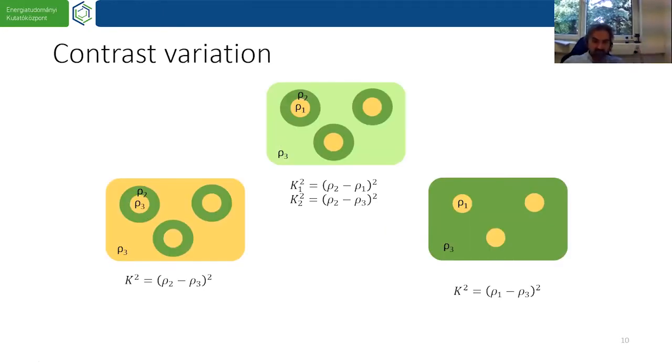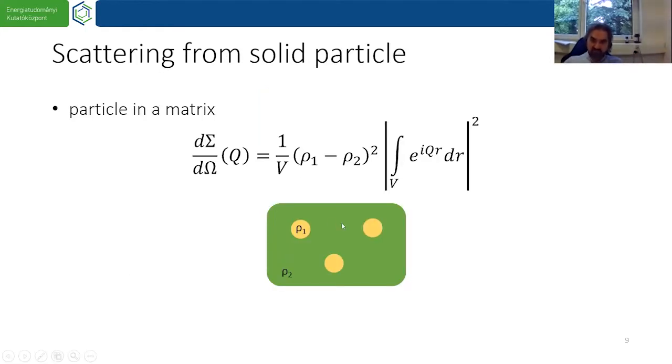So, contrast variation. Contrast variation is important if we do not have the simplest system. If I go back now, this is a spherical particle in a homogeneous matrix. For this system, we don't need contrast variation. It's enough to have only one contrast, which is strong enough to see the difference between the two phases.